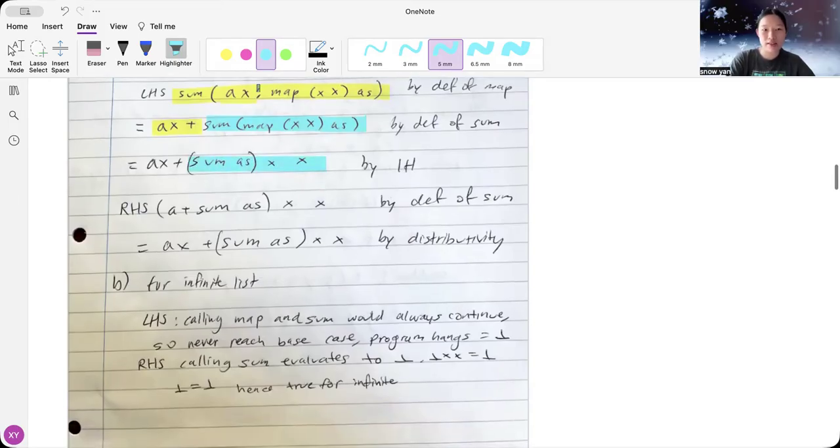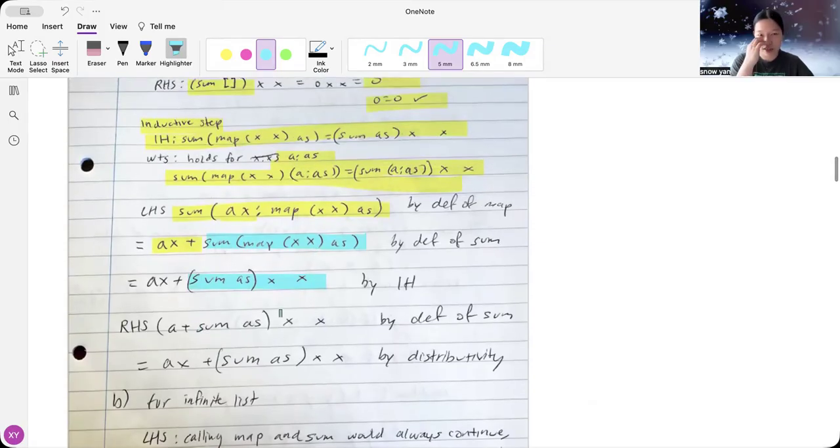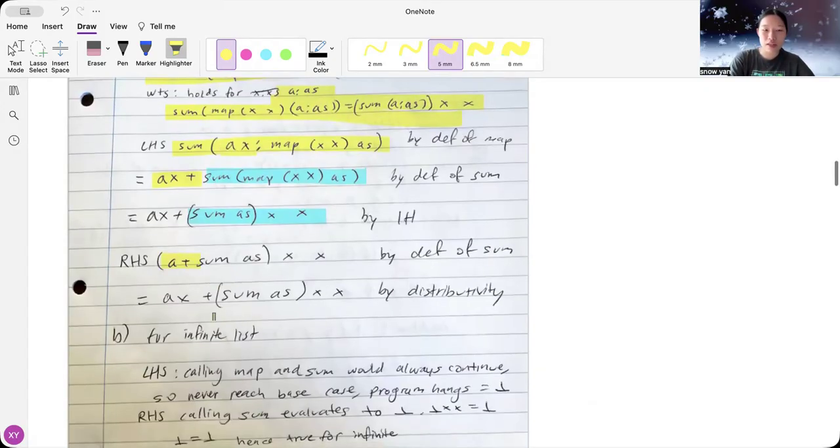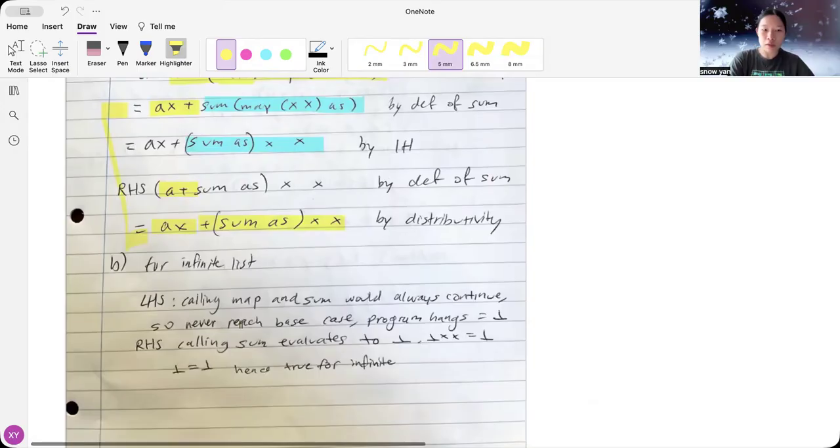And then on the right-hand side, we have this. By definition of sum, we can just extract it out to be A plus sum AS. We just extract this part out. Next, we times x to that by distributivity. We have ax plus this. And we're in the same form where the left-hand side equals the right-hand side. So we're done.